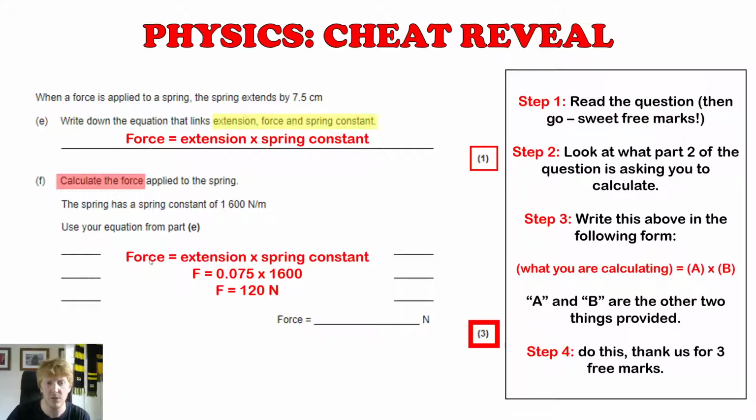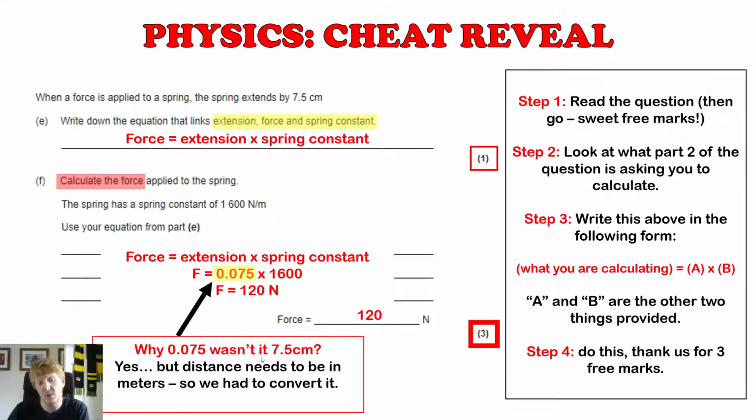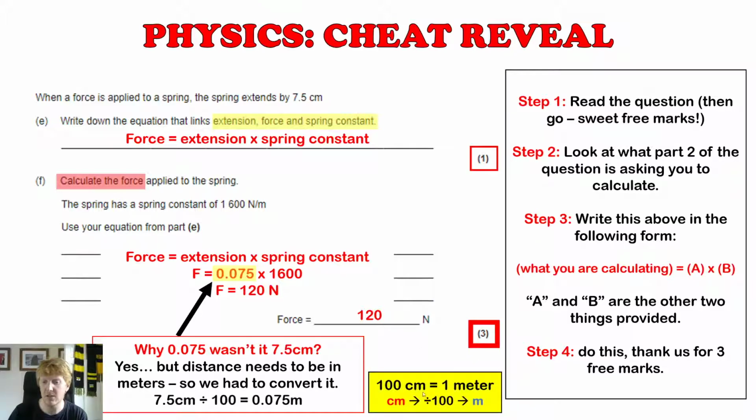Okay, and so that's what we do. Force is equal to extension times spring constant. So the extension was 7.5 centimeters. Now remember, we need that to be in meters. The standard unit in physics is meters. So to convert from 7.5 centimeters into meters, I just need to divide it by 100, which is why that value is 0.075. And then I multiply it by my spring constant, which is 1600, which gets me 120 newtons. Job's done. And just in case you're unsure, 0.075 was because I needed to convert from centimeters into meters. To do that, 100 centimeters is 1 meter. I just divide it by 100.